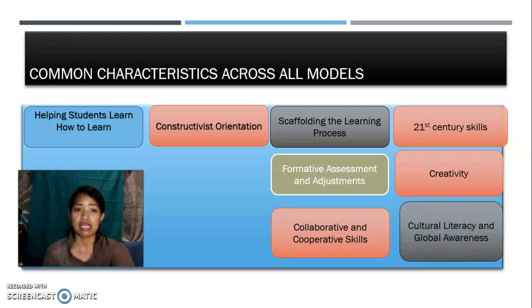And the last one is about cultural literacy and global awareness, in which the students are expected to be able to focus on and strengthen their local culture, and then gain information related to other cultures in order to make connections with the global society and also to be able to compete in this globalized era.